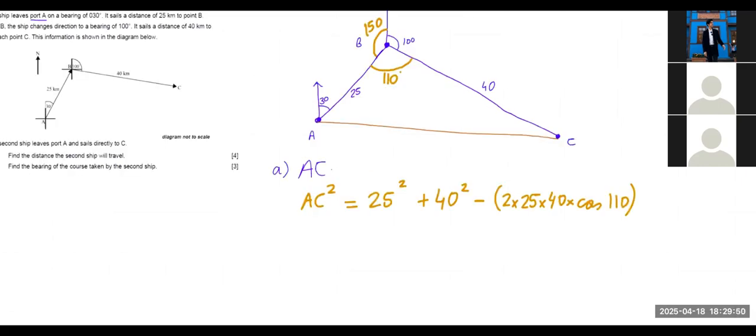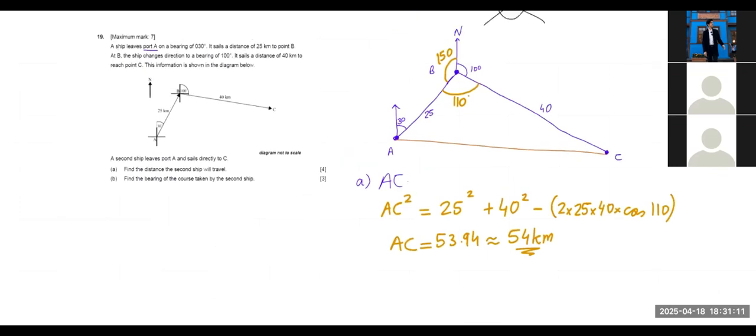So can you try to solve this on your calculator and tell me what you get? Okay, I accidentally ended the previous recording. I didn't know. So yeah, we have 54 kilometers right there.